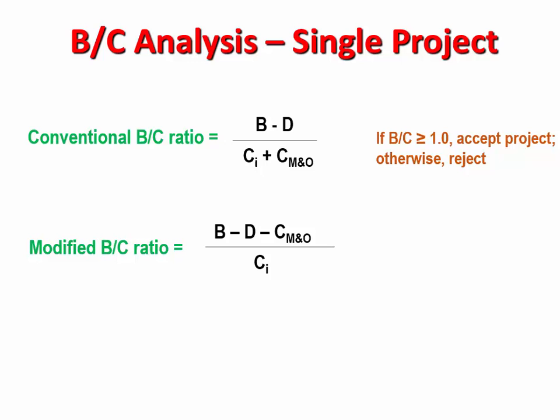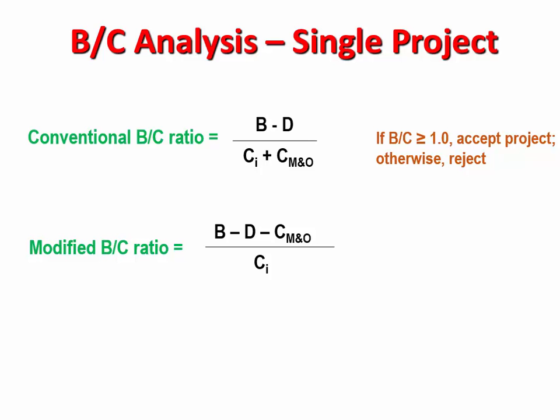The modified B/C ratio is a little bit different just because you subtract the maintenance and operation costs from the benefits rather than putting them into the denominator. In both cases, if you have an unacceptable project with one, you'll have an unacceptable project with the other. It's just the size of the ratio may be a little bit different. But you'll never have the case where you get yes from one and no from the other.